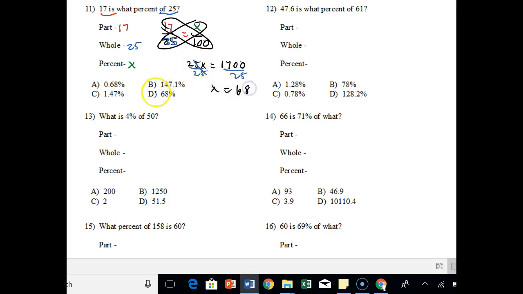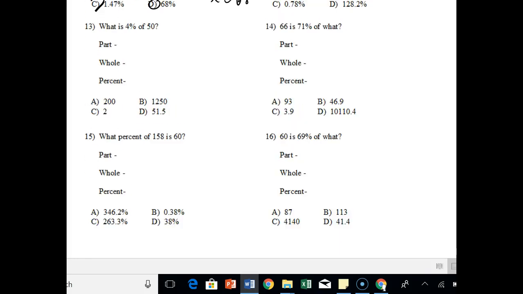And that makes sense, right? 68%. If I take a test with 25 questions and I get 17 right, that's a 68%. Or if I shoot 25 free throws and I make 17 of them, I'm shooting 68%. 0.68, way too small, right? That's just somebody who said, I got to change that to a decimal for some reason. 1.4%, again, way too small. 147%, I didn't make more than I took, right? So again, that doesn't make sense. The only possible answer that makes sense is D.